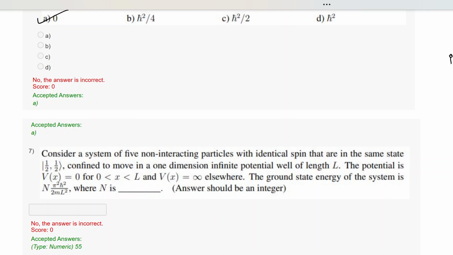confined to move in a one-dimensional potential well of length L. Then the potential V(x) equals 0 for x from 0 to L and infinite elsewhere. Then the ground state energy of the system will be this, where the n value is what?